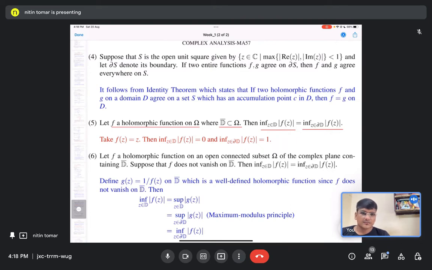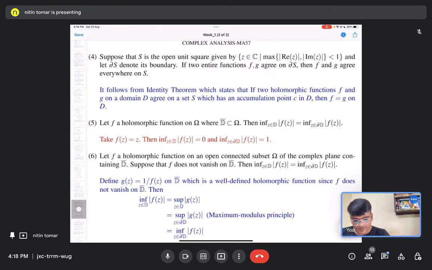First of all, why should these numbers exist? Because f is a holomorphic function, therefore it will be a continuous function also. And a continuous function on a compact set attains its bounds, right? So infimum is also a bound. So these numbers will be there. These numbers will be some finite number.